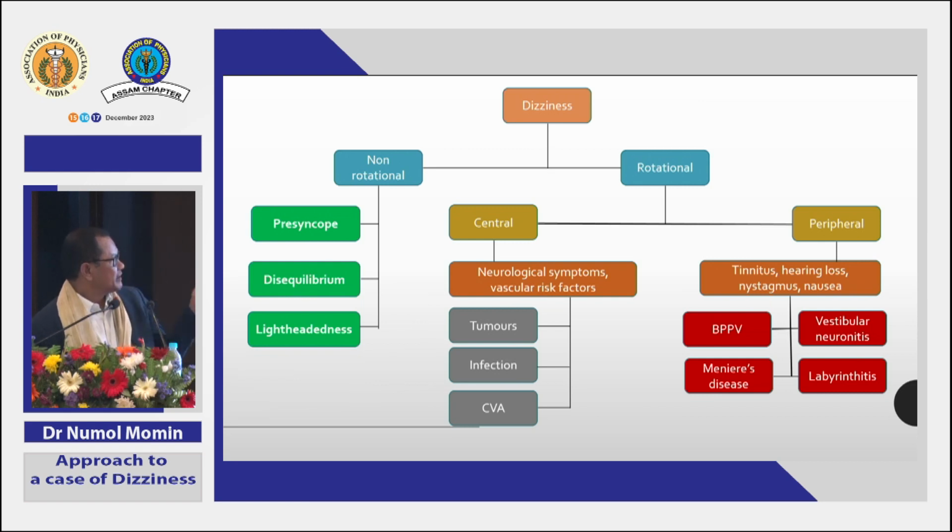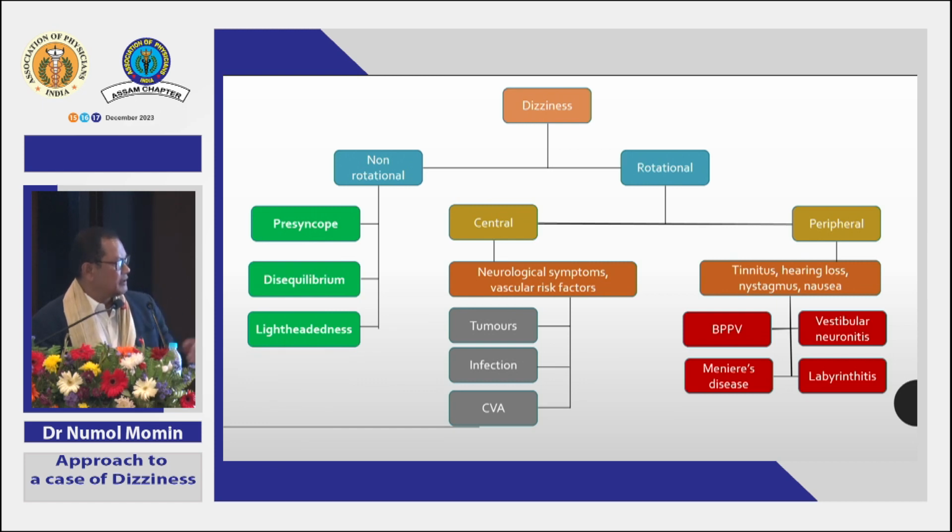Then dizziness, you all know that this is non-rotational and rotational. You may have the non-rotational type, with pre-syncope, disequilibrium, lightheadedness. The rotational type is central nervous system, with neurological symptoms and vascular risk factors. I already told that the cardiovascular system we have to examine. Sometimes intracranial tumor and infection, I already mentioned, may lead to dizziness. And peripheral, you may have tinnitus, hearing loss, nystagmus, nausea.